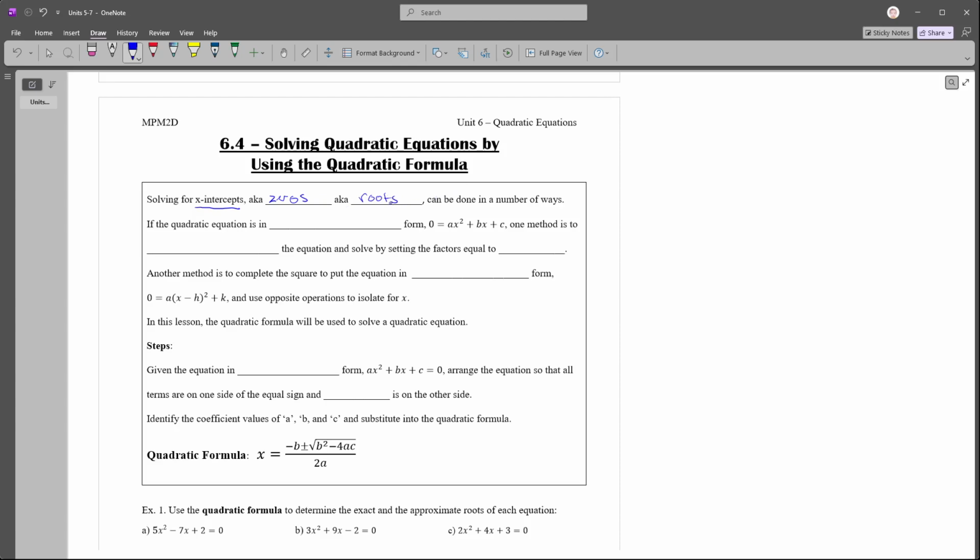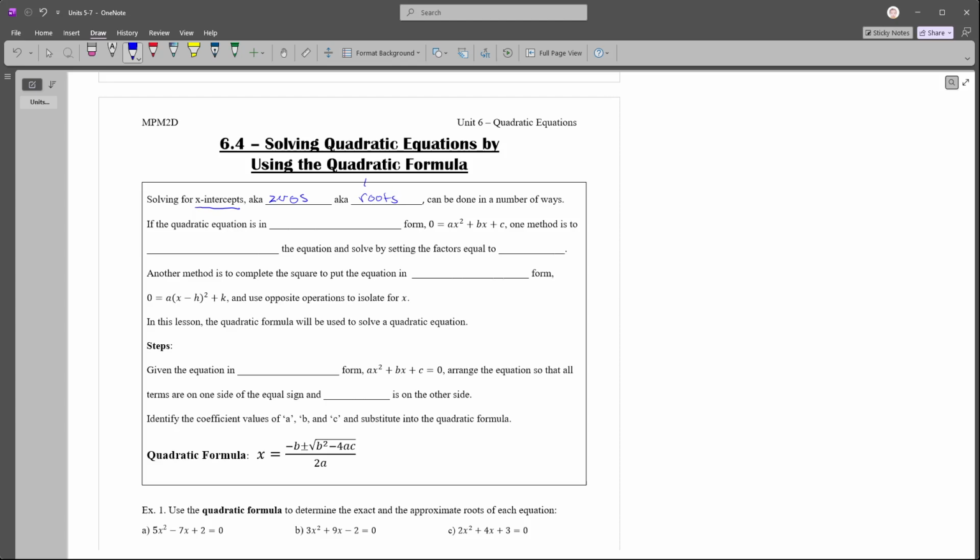Now, called roots, honestly, I'm not sure why, but I could think of a couple of reasons why, but I'm not positive of those reasons, to be perfectly honest. Maybe it has something to do with square roots when we get into it later on this lesson today, which you'll see. But that is another term for it.